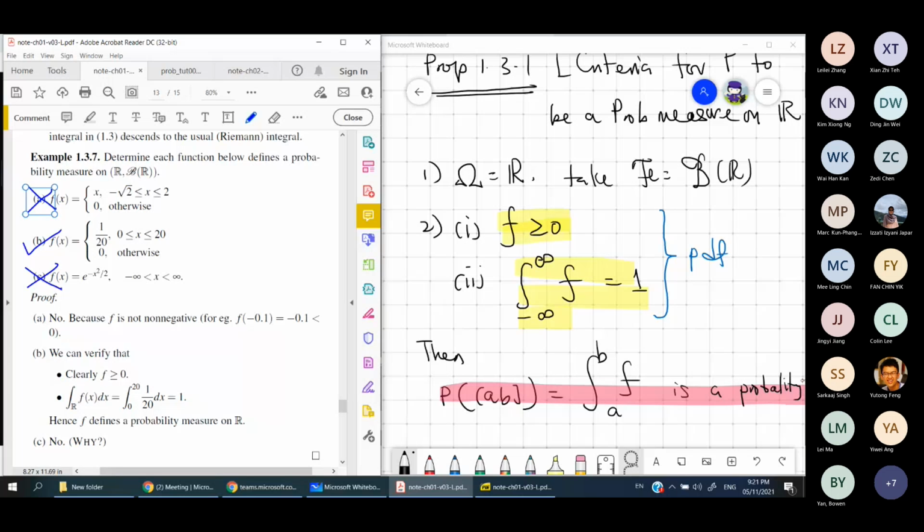So what are the reasons? No, yes, no. Actually, you just need to verify these two criteria. The first one is no, because our answer is here. No, because f is not non-negative.